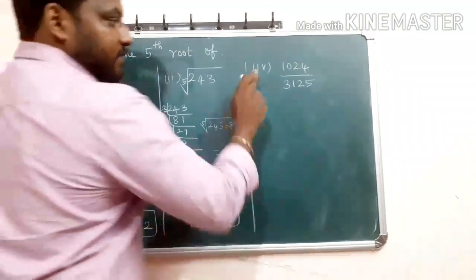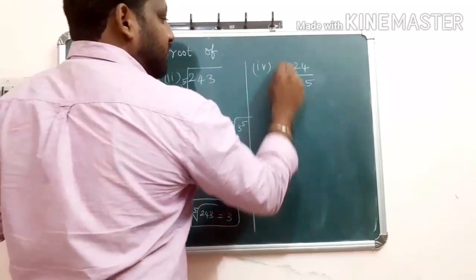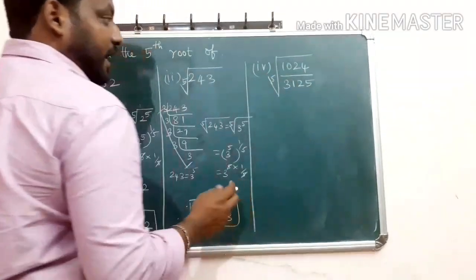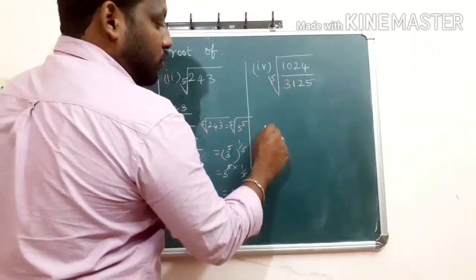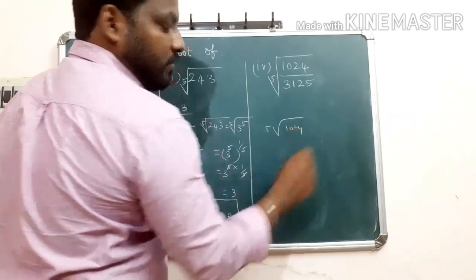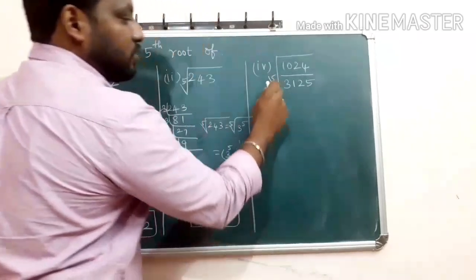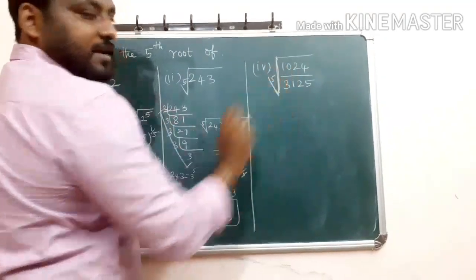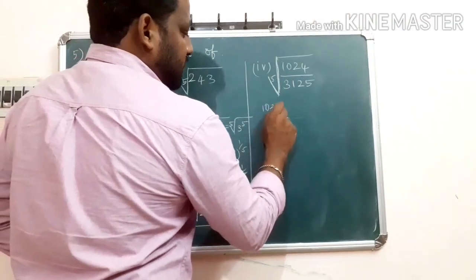Clear? And then the fourth one is 1024 divided by 3125. You have to find out the fifth root value. You have to write the number inside the root only. Don't write 5 root 1024. Okay, this is wrong. You have to write the fifth root, means you have to write inside the root only.